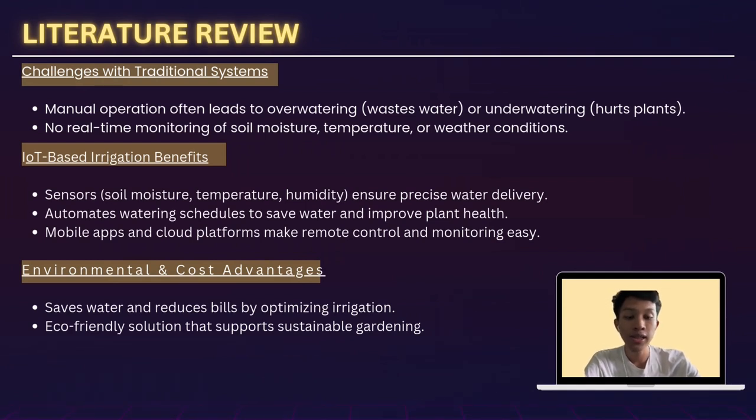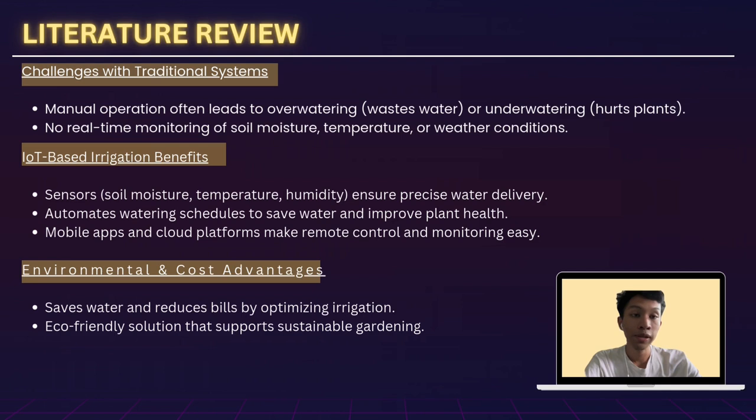Challenges with traditional systems. Traditional watering systems have several challenges. For example, manual operation often leads to overwatering, which wastes water, or underwatering, which harms plants. Second, they lack real-time monitoring of soil moisture, temperature, or weather conditions.